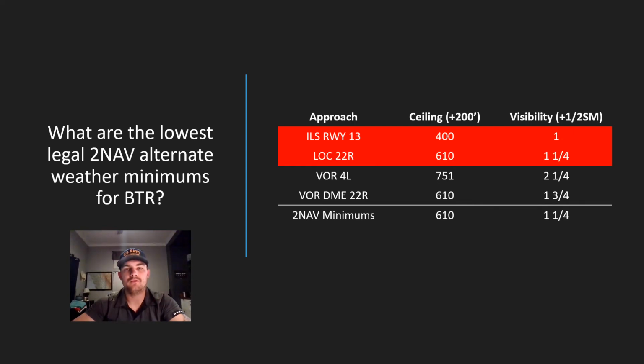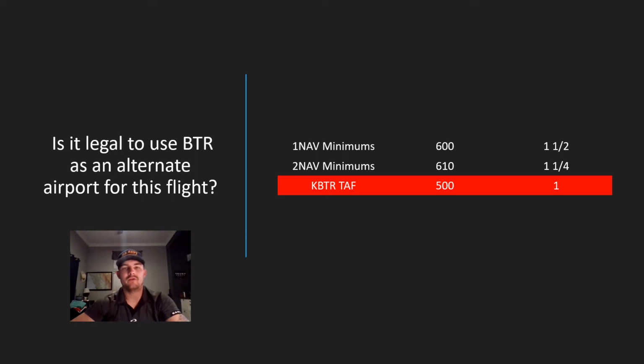For the 2NAV method, remember our flight operations manual stated we need to add 200 feet to the ceiling and 1/2 statute mile to the visibility. We then select two approaches to two separate runways using two separate nav aids. The ILS 13 and localizer 22 right fit this criteria and offer the lowest alternate minimums. Because the higher ceiling between the two is 610 and the higher visibility 1 1/4, those will be our alternate minimums under the 2NAV method. So is it legal to have Baton Rouge listed as an alternate on our flight release?